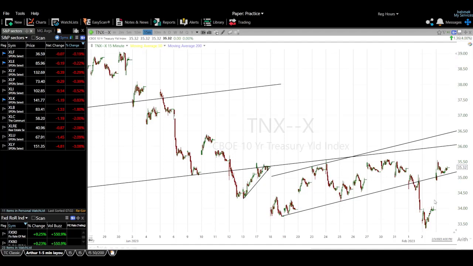But this jump is because we had a super strong payrolls report, strong services report. Manufacturing is in recession in the US. But that jump in yields was really due to that Friday morning data, the payrolls and the services.